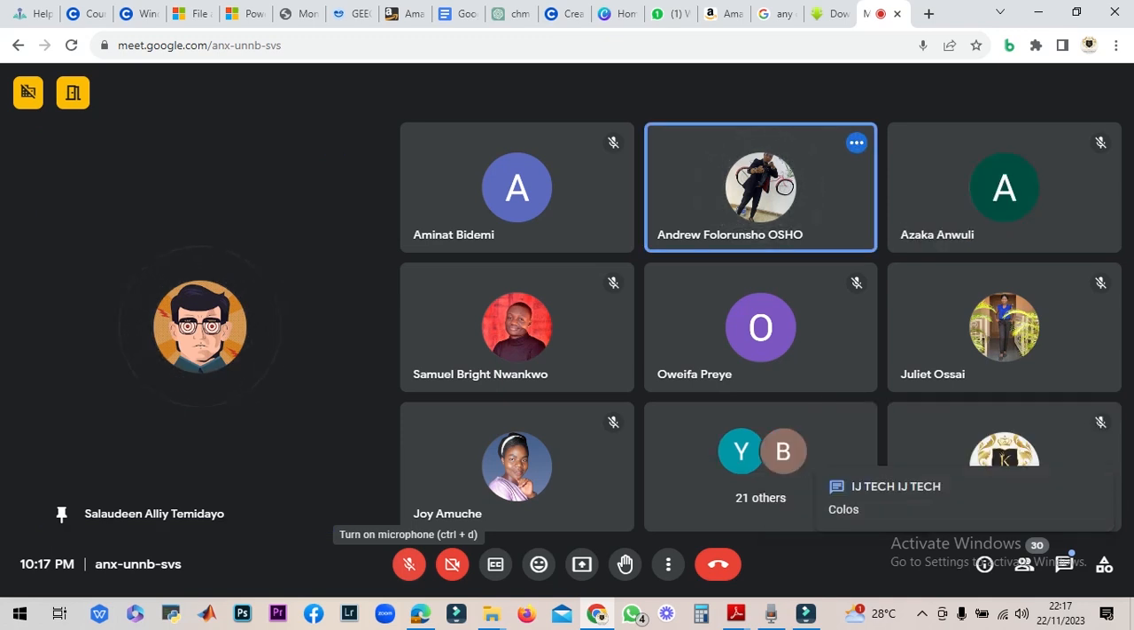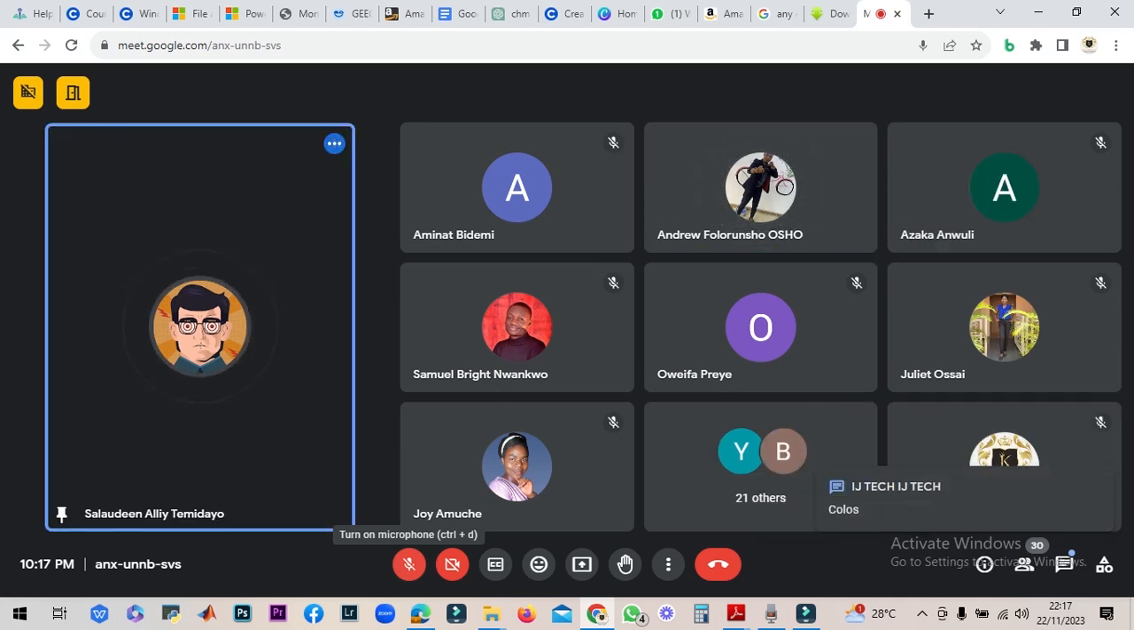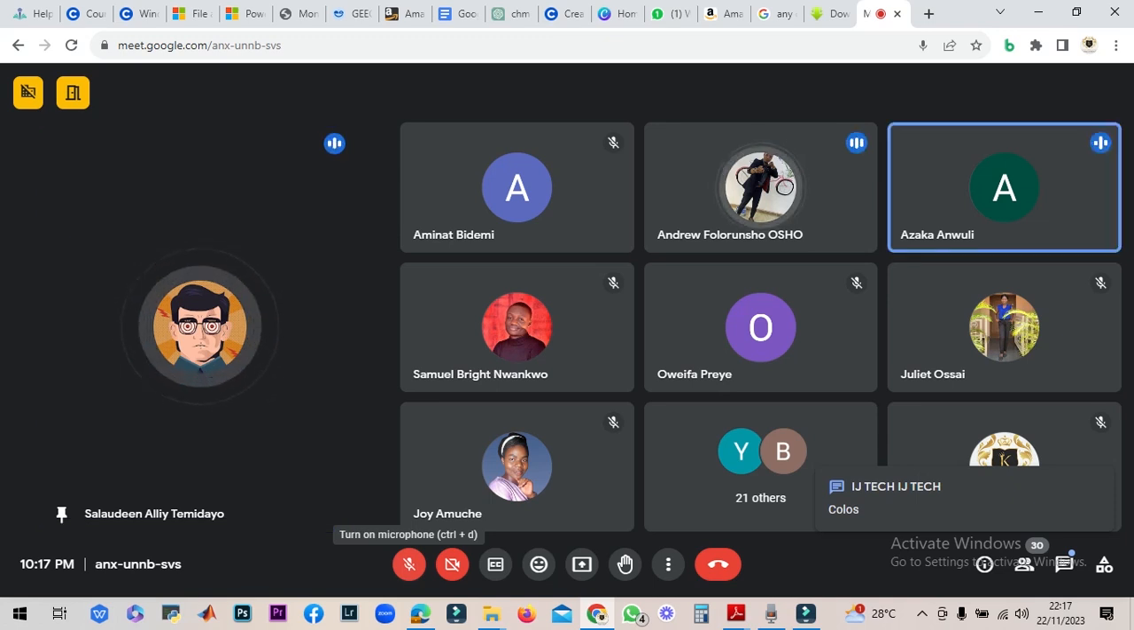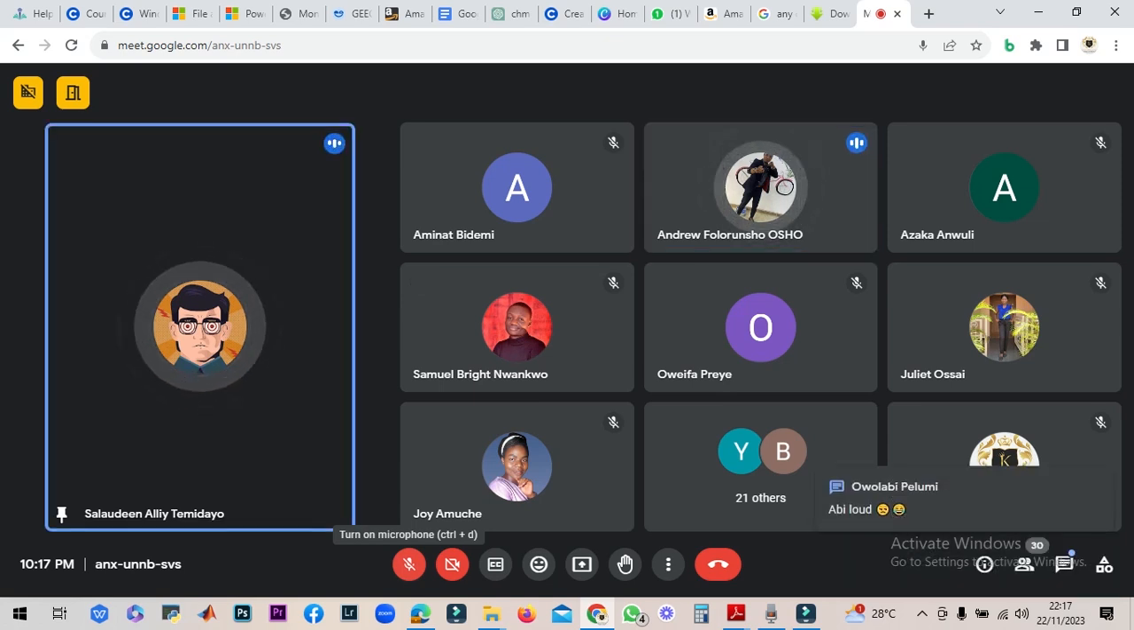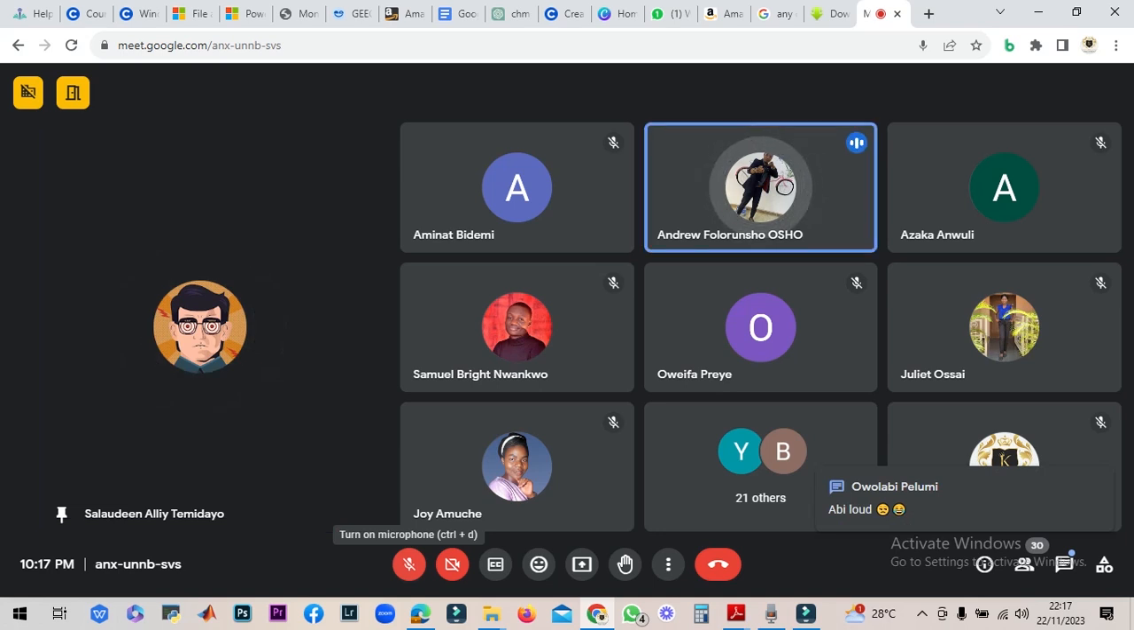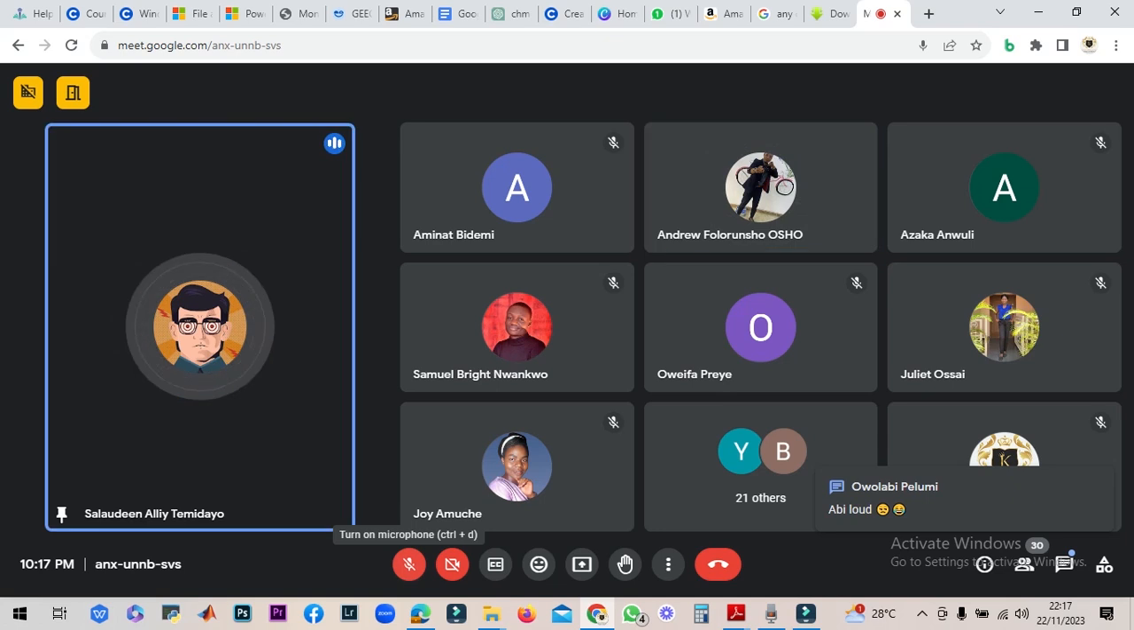Which one is this one? Are you on colloids? Who wrote that? Go and write colloids for now. Don't worry. Okay. So now mixtures with particle sizes between 2 to 1,000 nanometers are called colloids.